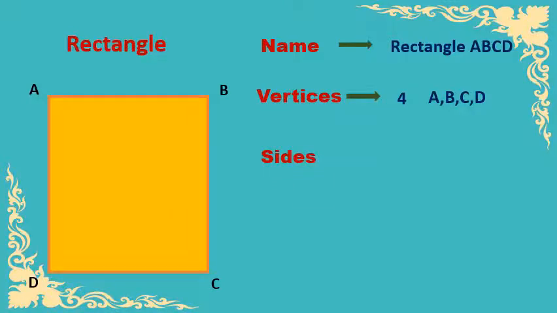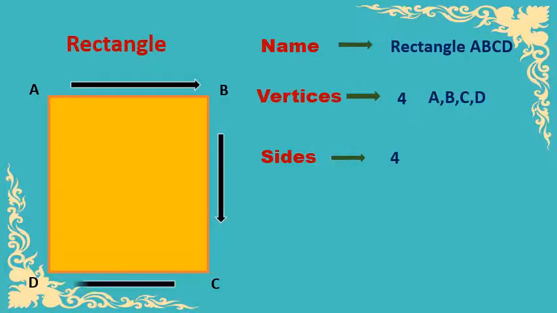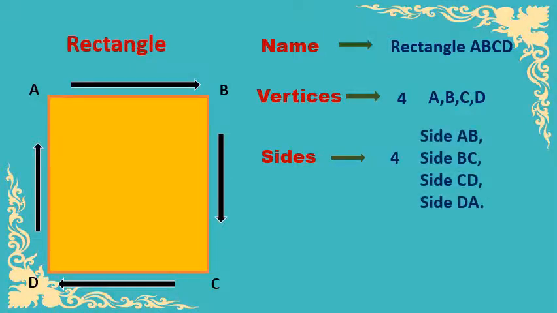Next we will see sides. How many sides are there? Edges. That you know there are 4. Which are they? Side AB, first side, side BC, side CD and side DA. We will write the same thing here. These three properties we have done.